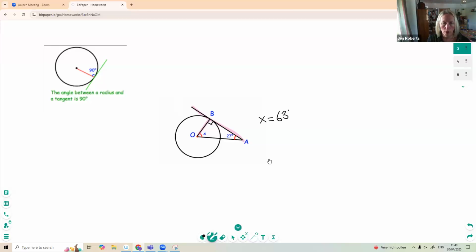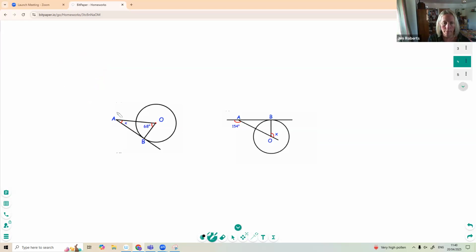Have a go at these 2 questions yourself. Put me on pause, unpause when you've done to reveal the answer. So again, from this one here, we have a radius touching a tangent. So this angle here is 90 degrees.